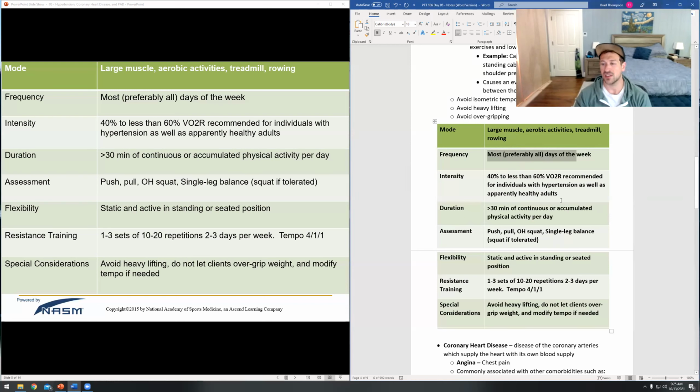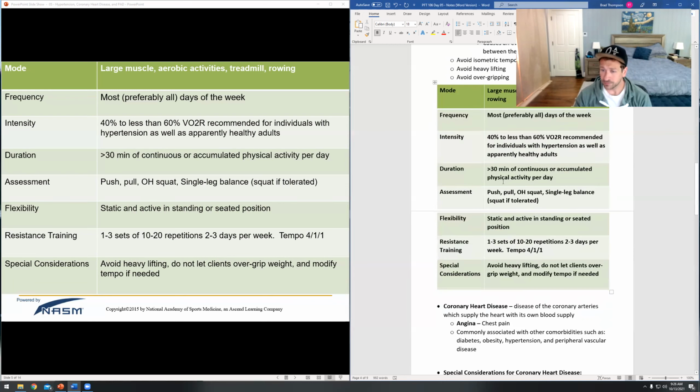Intensity, you're going to go 40 to 60% VO2 max. Again, that's going to be pretty much zone 1. That corresponds to about 60 to about 75% heart rate max is where you're going to see that. So that's what's recommended there.